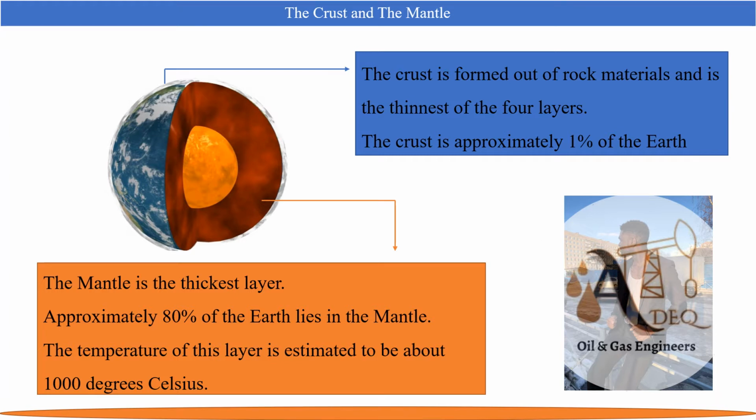The mantle, on the other hand, is much hotter and has the ability to flow. The mantle is the thickest layer and approximately 8% of the Earth lies in it. The temperature of this layer is estimated to be about 1000 degrees Celsius. The mantle is made of much denser and thicker material. Because of this, the plates float on it like oil floats on water. Many geologists believe that the mantle flows because of convection currents.